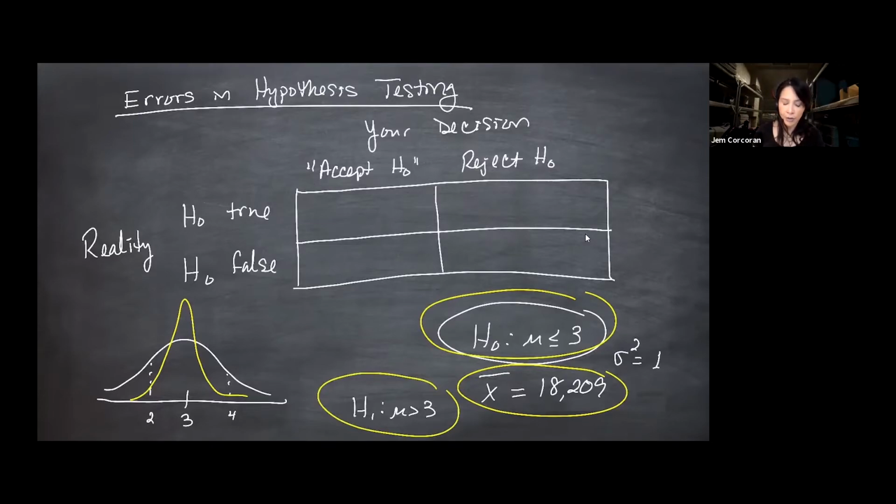So filling in the table, if the null hypothesis is true and you fail to reject it, or quote unquote accept it, you did good. If it's false and you rejected it, you did good. Otherwise, you've made one of two types of errors. In the upper right box here, this is known as a type 1 error. That means the null hypothesis is true, but you rejected it. And the other one is a type 2 error.